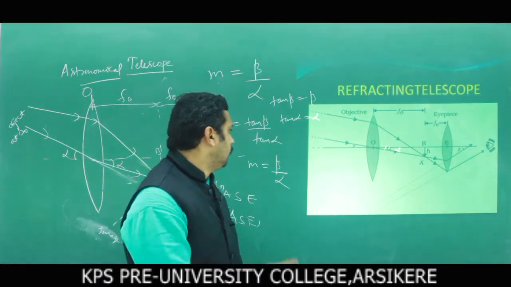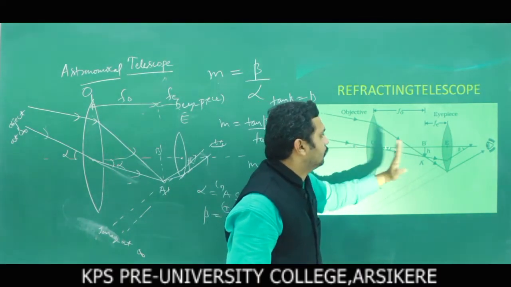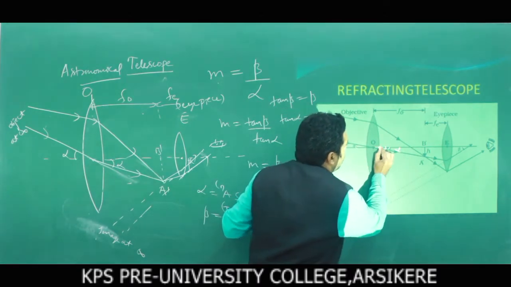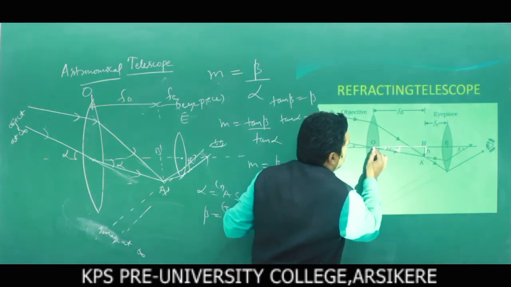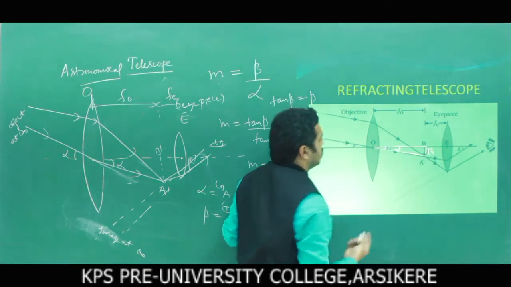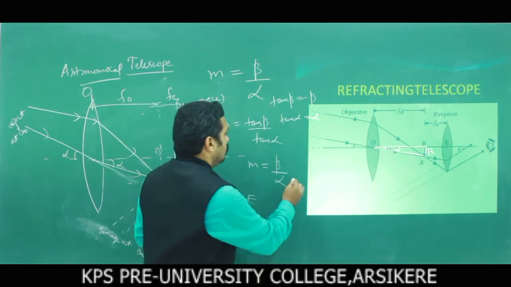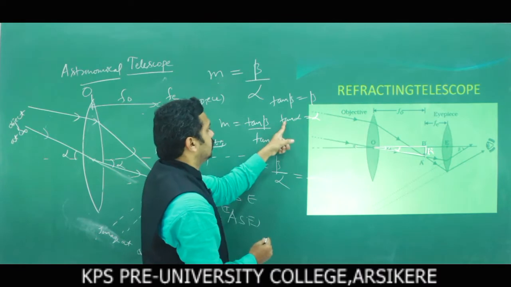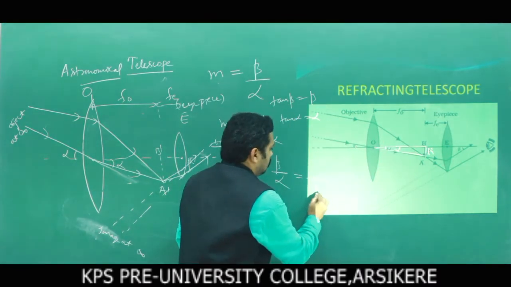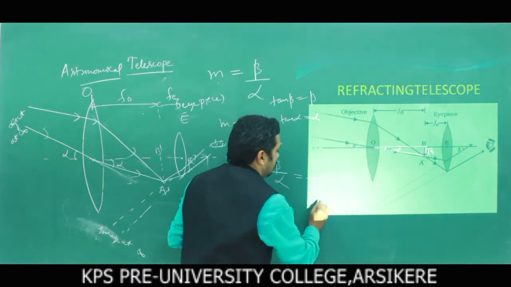May I clear this? What is the expression for magnification? Look at here. Here I am applying tan. This is looking like a triangle. Now apply tan. What is tan alpha here? Tan alpha. What is tan alpha? Opposite by adjacent. Here opposite by adjacent. H dash by F naught.